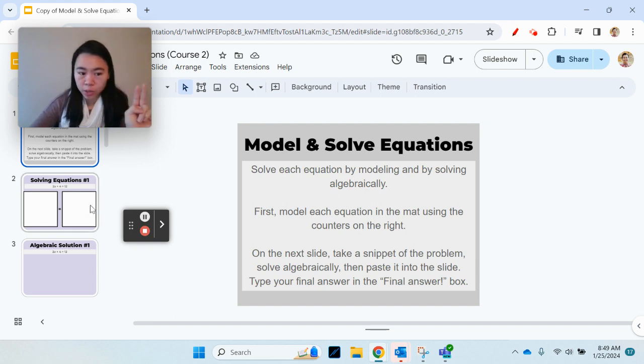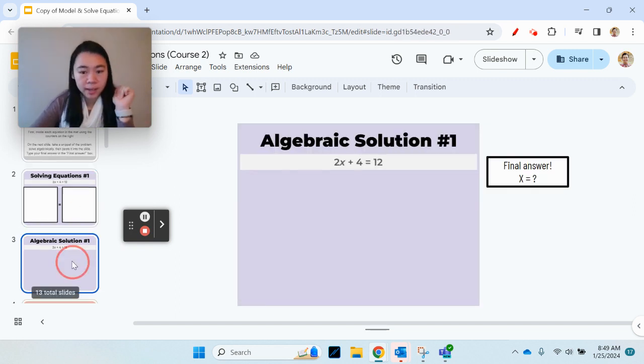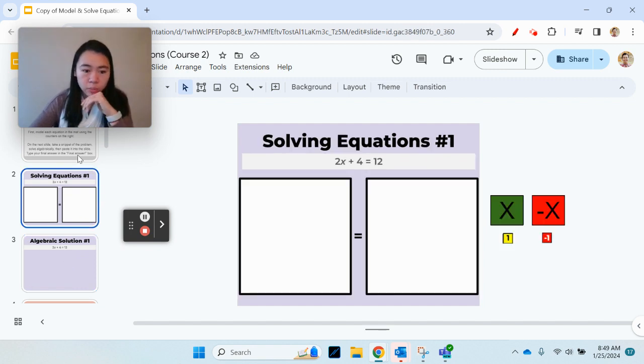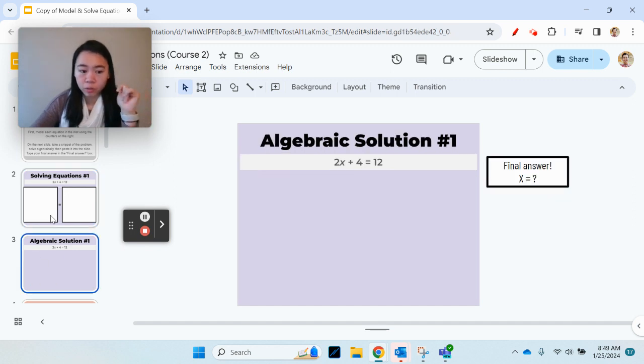For each question, there's a model mat, and then there's an algebraic solution slide. Same problem. So we're going to model first. We're not solving here, just modeling it. Then you're going to solve. When you are solving, you have a couple options.